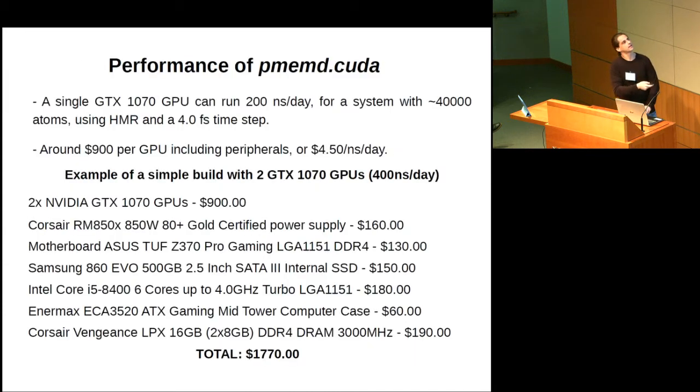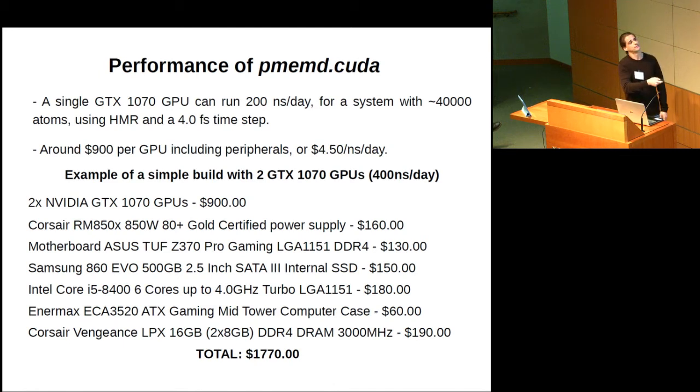So the idea is that it's highly efficient. I have built a few of these machines, so I know. You can build them very cheap. Resources are limited in Brazil, so we don't have access to large supercomputers. So it's interesting, at least for me, to just build computers. You know, these are all different parts. So I bought this GTX 1070, and it has very nice performance of 200 nanoseconds a day with a system around 40,000 atoms using hydrogen mass repartitioning.